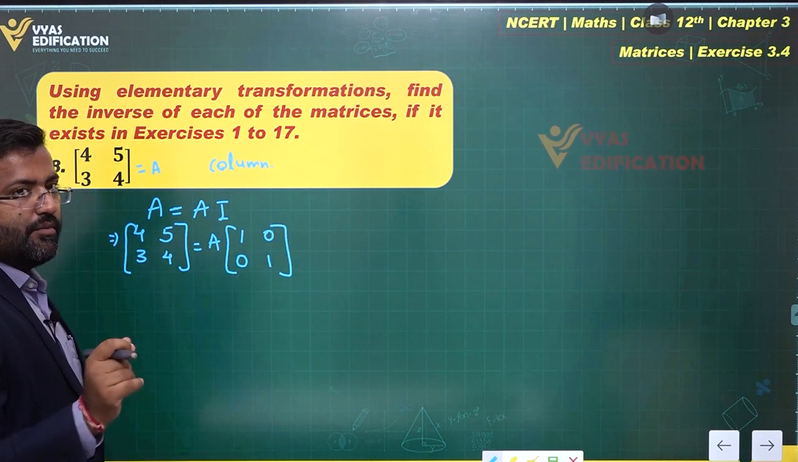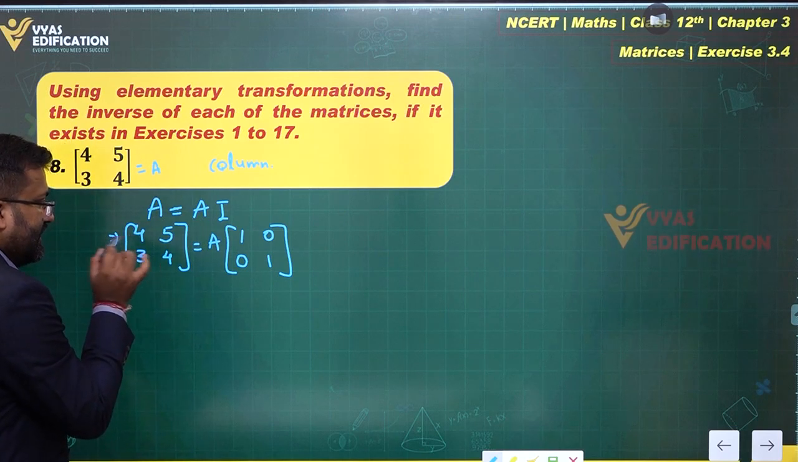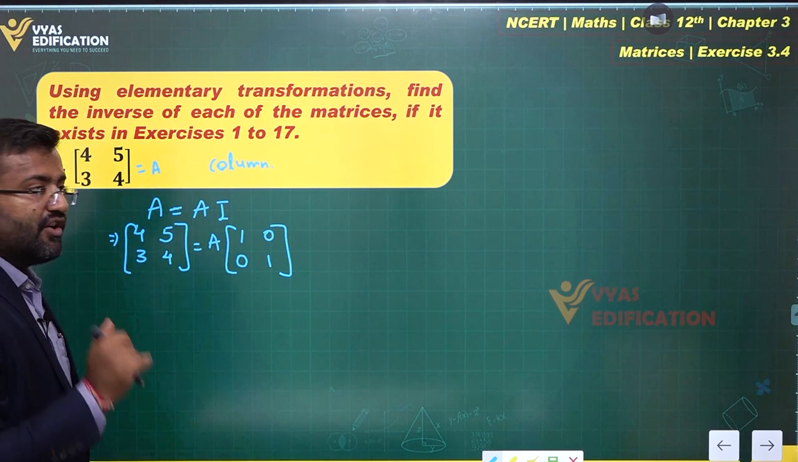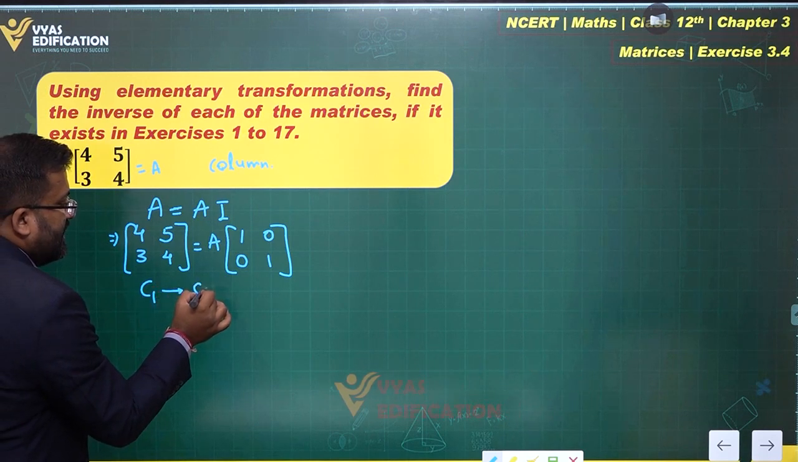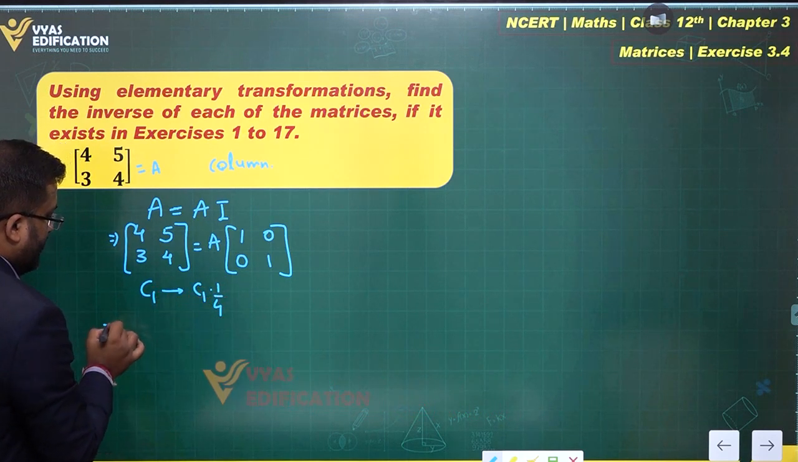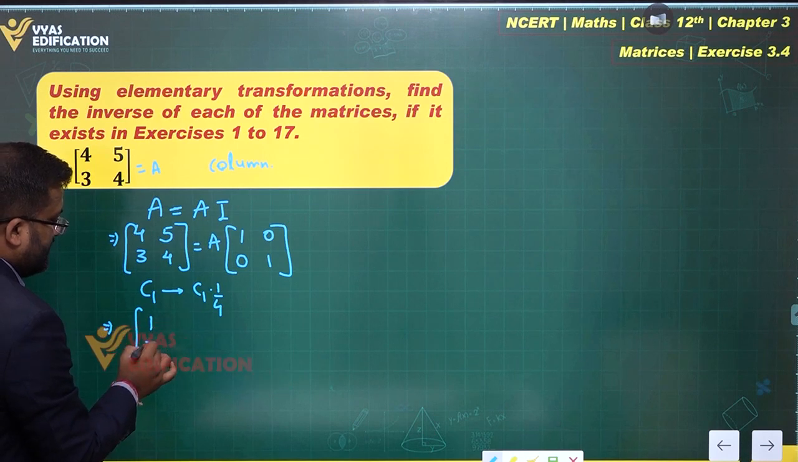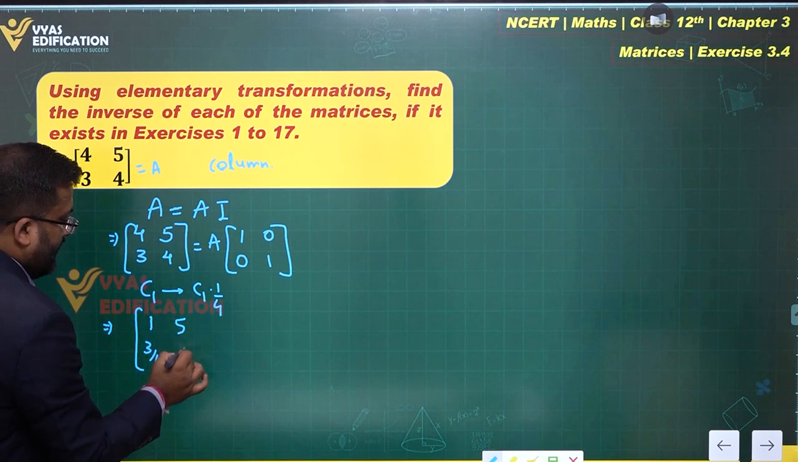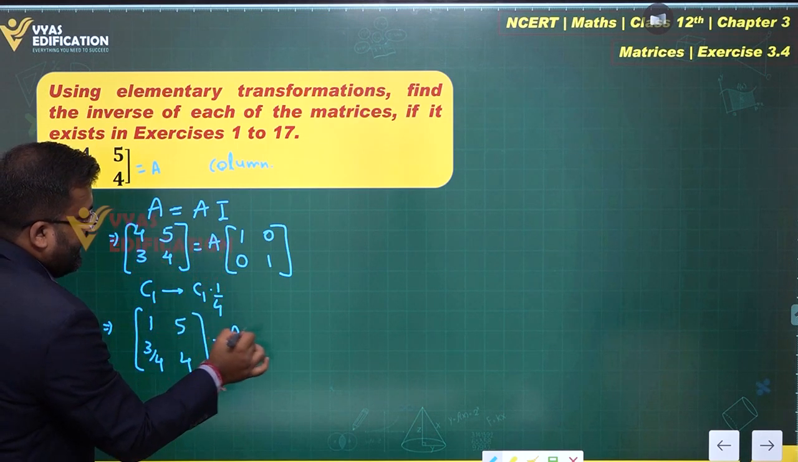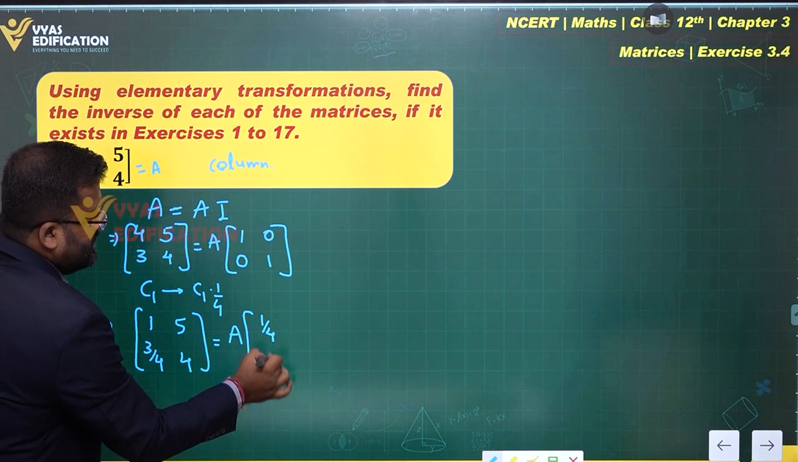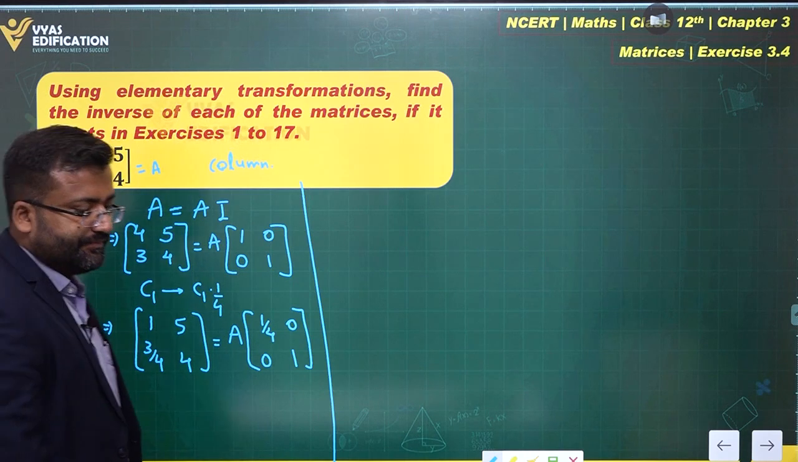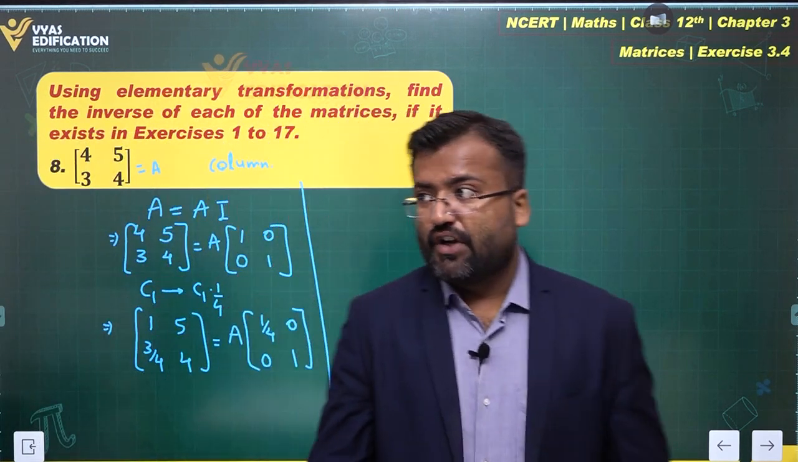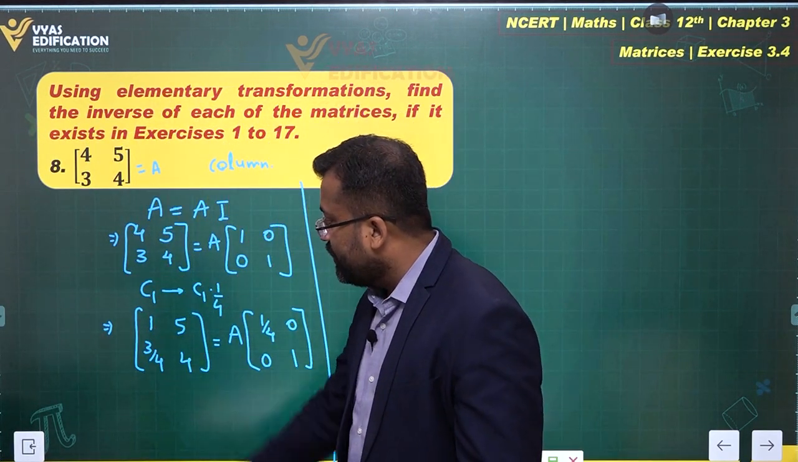Now the important thing is we're supposed to convert this into an identity matrix. We'll apply column transformations. Let's convert this into a 1. C1 is replaced by C1 divided by 4. What does it give me? This is 1, this is 3 by 4, this is 5 and 4, they remain as it is. This is A, this is 1 by 4, this is 0, this is 0, this is 1. That's what we have, right? You have converted the first row, first column element into a 1.